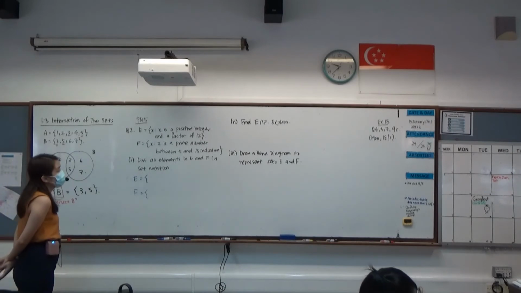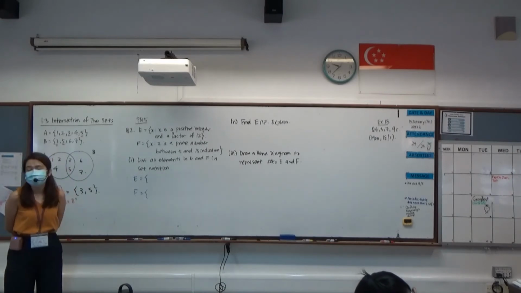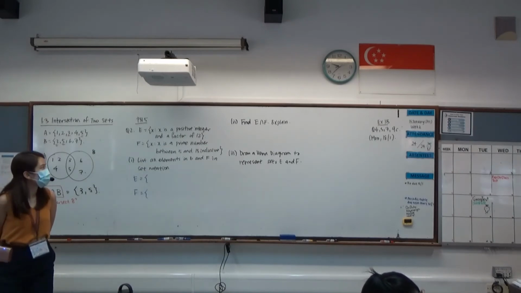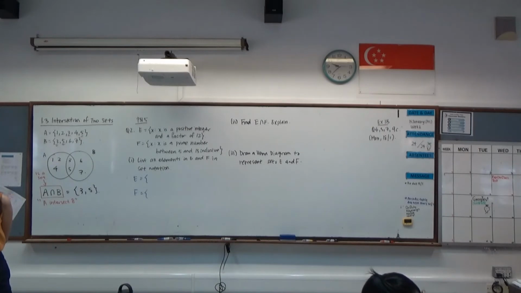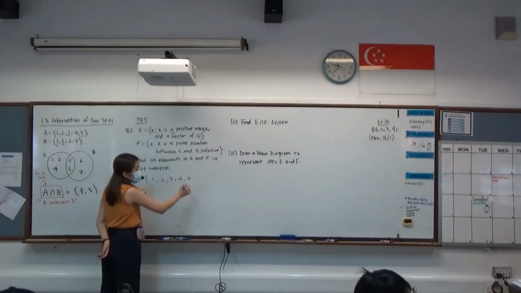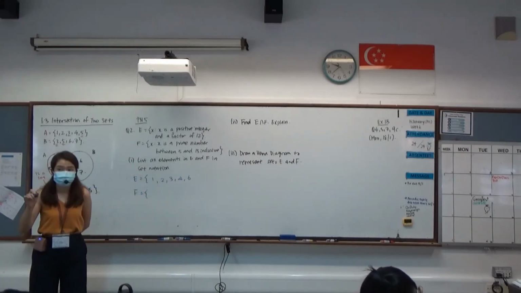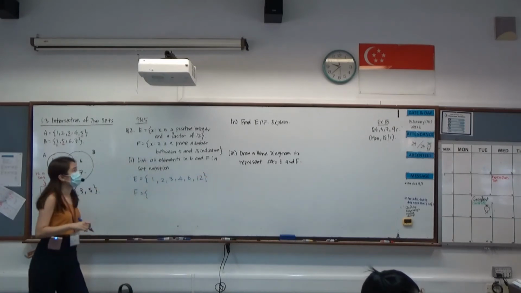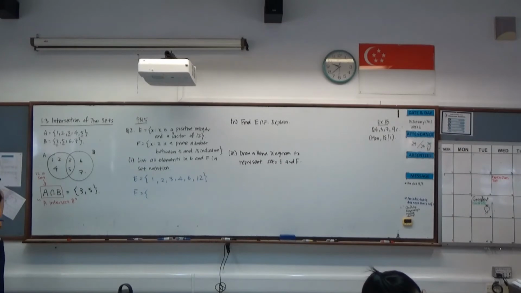So what are the elements in E and in F? Yang, what are the elements in E? One, 2, 3, 4, 6, 12. Right, so these are all the factors of 12: 1, 2, 3, 4, 6, and 12.